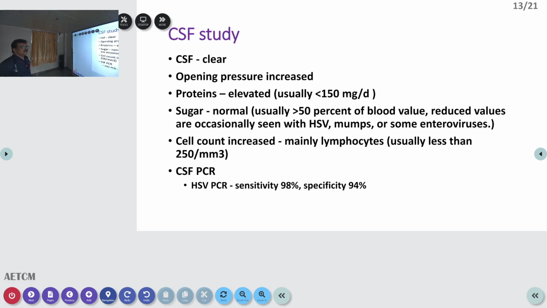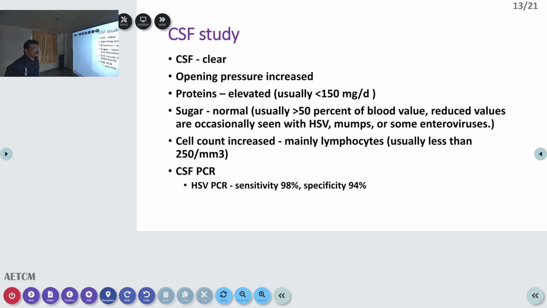Proteins are classically elevated. Any type of inflammation in the brain can elevate the protein. Sugars are normally not reduced in viral infection, whereas in bacterial infection, sugars are utilized by bacteria and will be reduced. But in viral infections like HSV, mumps, and some enteroviruses, it can be reduced. Classically, it is explained in mumps encephalitis. Mumps encephalitis can mimic bacterial meningitis findings. Their sugars are classically low.